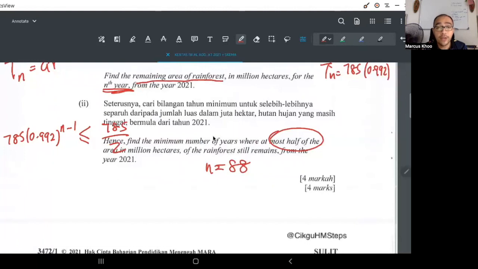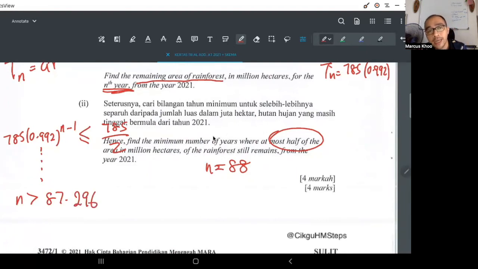Find the minimum number of years where at most half, that means it must be less than or equal to. At most, meaning at the very most. So you solve this and you will get n is more than 87.296.